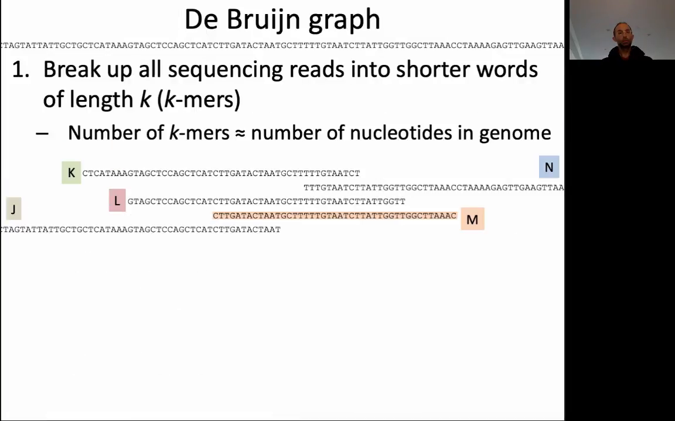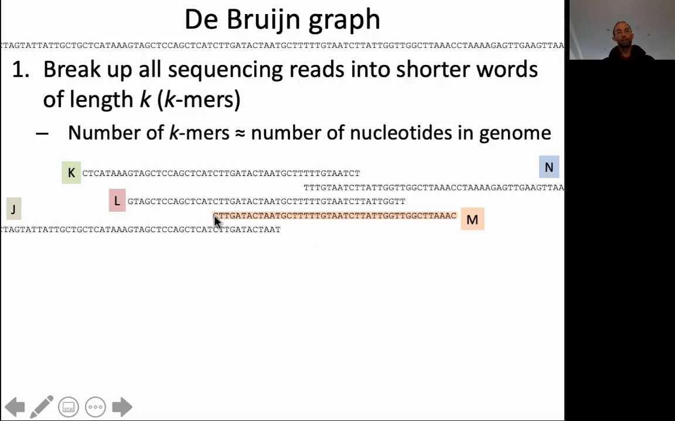The De Bruijn graph is an approach that is suitable for large-scale sequencing data, such as derived from second-generation sequencing, where we have millions or sometimes even billions of sequencing reads. The idea of the De Bruijn graph is that we create a graph not where the reads are represented in the nodes, but where the reads are represented in the edges of the graph. And we do this as follows.